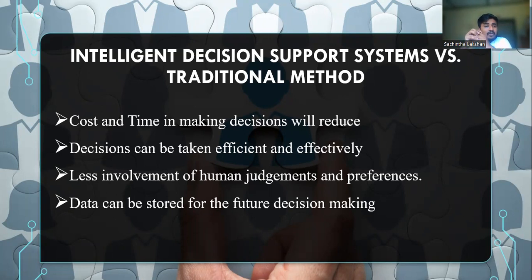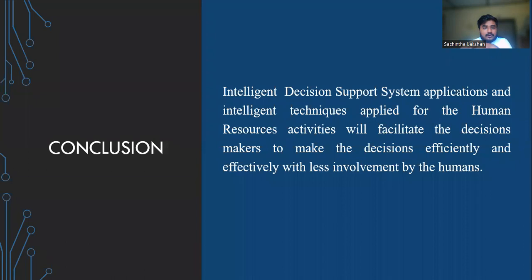Thirdly, the less involvement of human judgments and preferences will also be a benefit of using intelligent decision support systems. And at last, the data can be stored for future decision making. So those are some of the few benefits that have been taken from my research. At last, I want to present that intelligent decision support systems applications and intelligent techniques applied to human resources activities will help decision makers make decisions perfectly, efficiently and effectively, with less involvement of human beings.